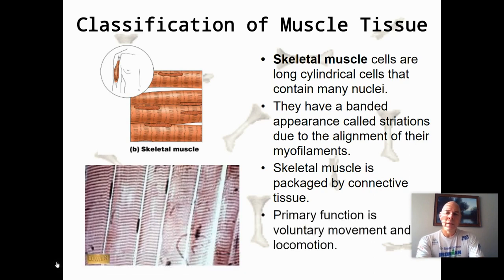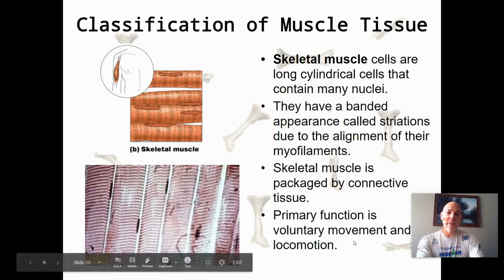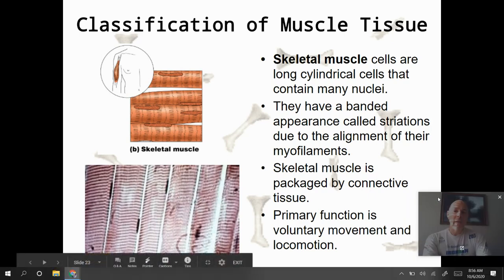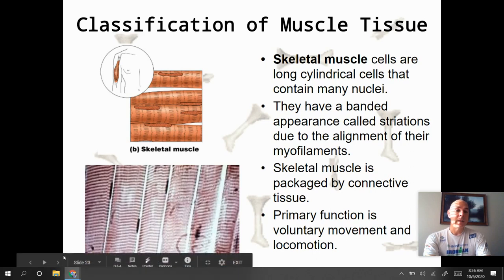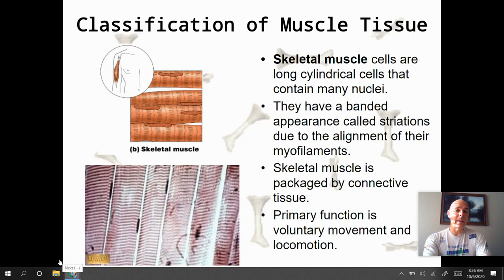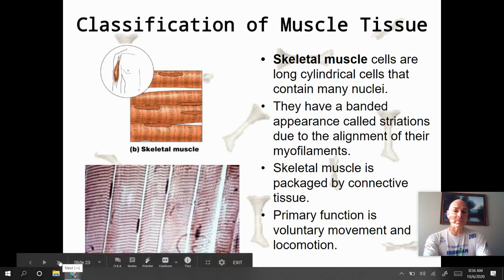So the primary function certainly is the ability to allow us to move. However, because of its highly cellular nature, it also creates a lot of extra heat during cellular respiration, which allows us to maintain our stable body temperature. So we can thank our skeletal muscles, even when they're not doing a lot of work, for allowing us to maintain that stable body temperature.